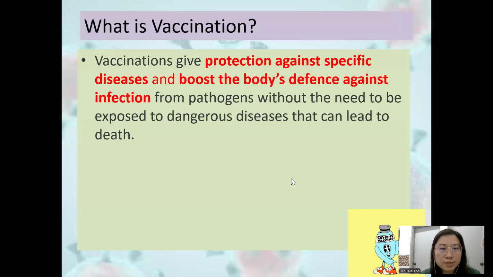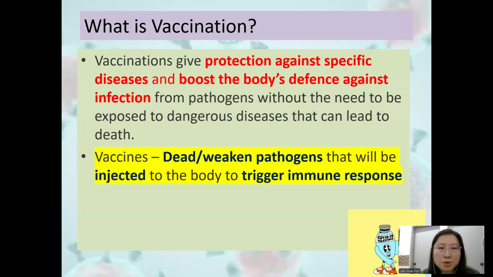Now, basically, what is vaccination? Vaccination is a process or a method to give protection to our body against a specific disease. Okay, so then let's define what a vaccine is. A vaccine is dead or weakened pathogens that will be injected into our body to trigger some immune response towards a certain disease.